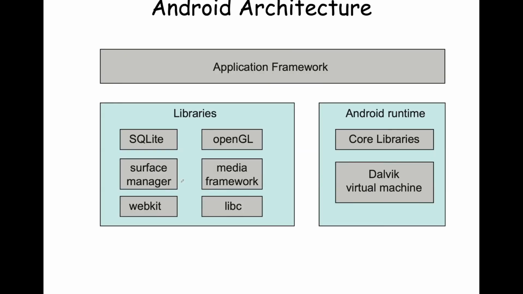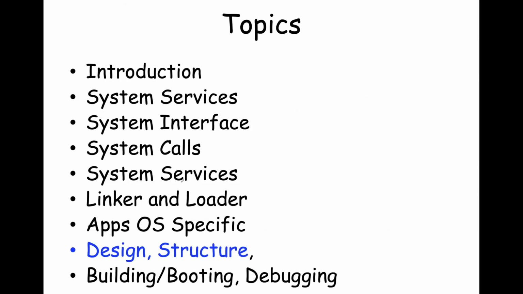And this is the Android architecture. You have your application frameworks. You have your libraries for doing things like OpenGL for graphics and multimedia. You have the runtime, which are your core libraries, plus a virtual machine for running your Java. And Java is the application format or language of choice for Android.